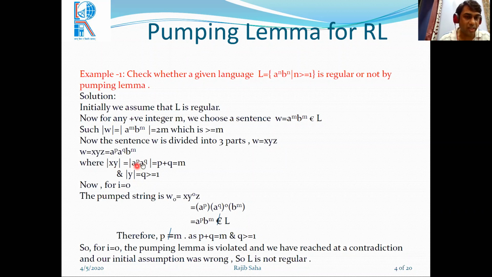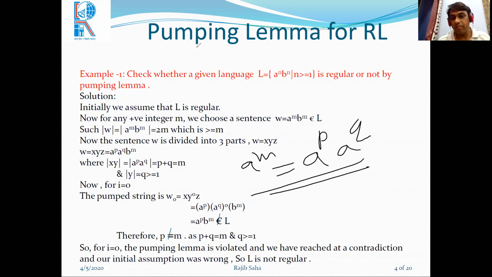So |xy| equals a to the power p, a to the power q. There is basically p plus q, and that is equal to m. Clear? Because it came from where? It came from a to the power m. This part came from a to the power m, because I have written a to the power m equal to a to the power p and a to the power q. So definitely p plus q equals m.